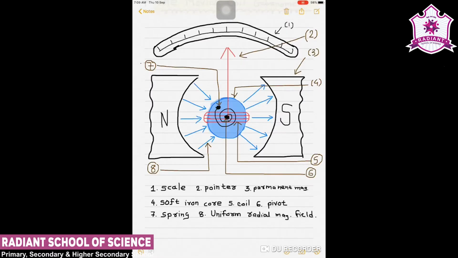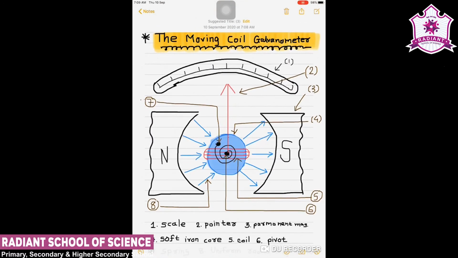Today we will discuss a new topic, that is the moving coil galvanometer. Now in this topic, what is our main core subject? Suppose we want to measure current or voltage, what will we do? Obviously, first of all we have to detect whether there is a current in the circuit or not. To find out that current, or to detect the value of current, we use the galvanometer.